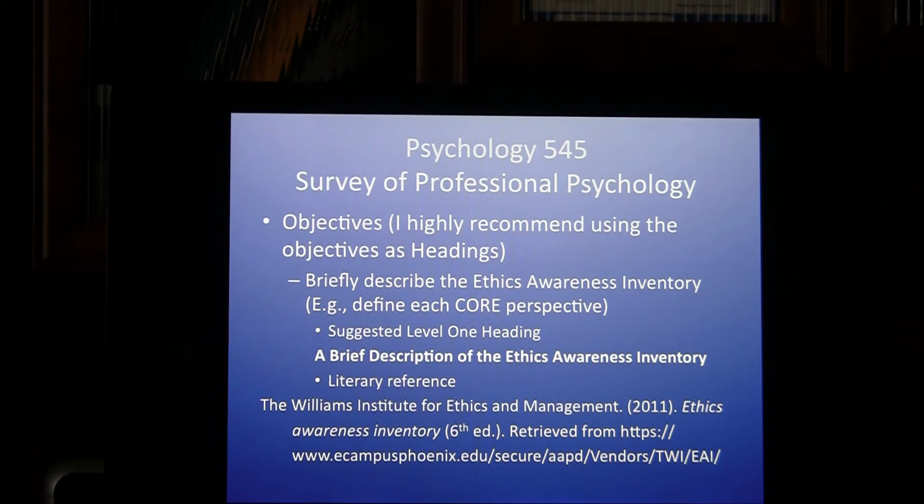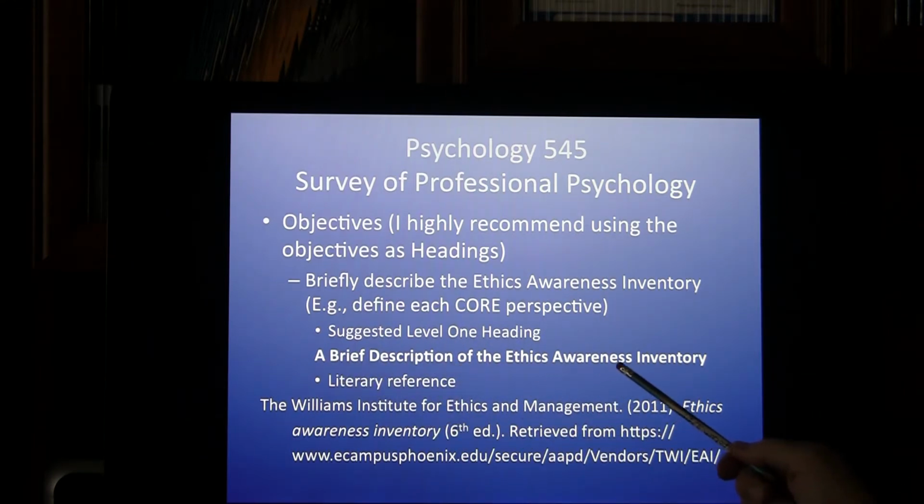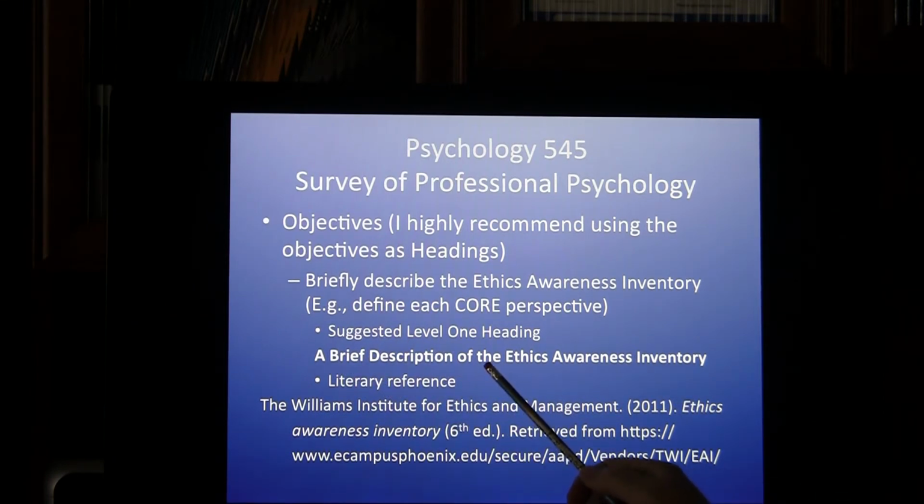Okay, so taking a look at the objectives, I want to remind you that I highly recommend using the objectives as headings. This way you're not going to miss an objective. So the first objective of this paper is to briefly describe the Ethics Awareness Inventory. And what I need you to do here is to define each of the core perspectives. Here's a suggested level 1 heading off of this objective. You'll notice that it's centered on the page, it's bold, and it's a mixture of capitalized and non-capitalized words. And there is no period.